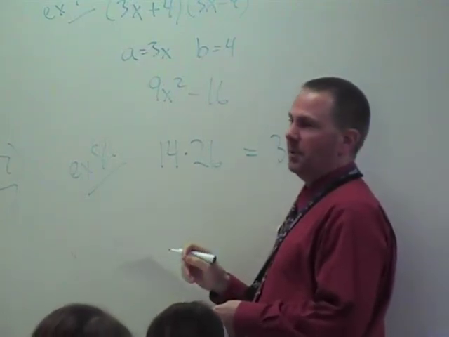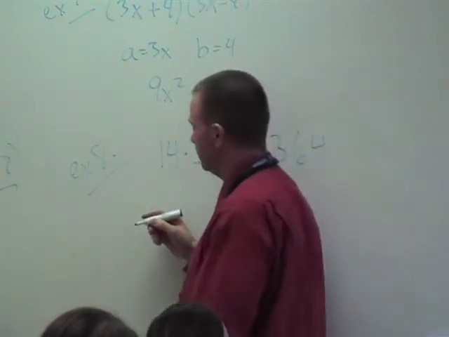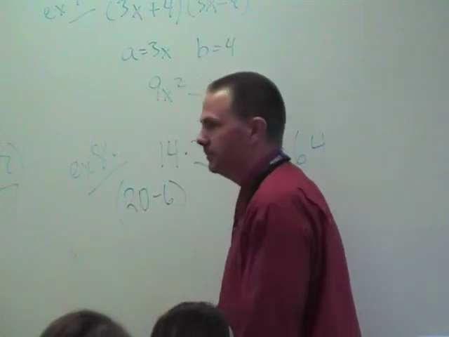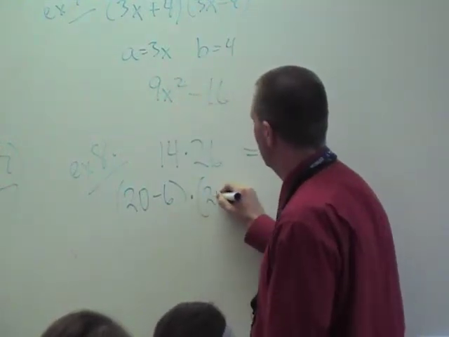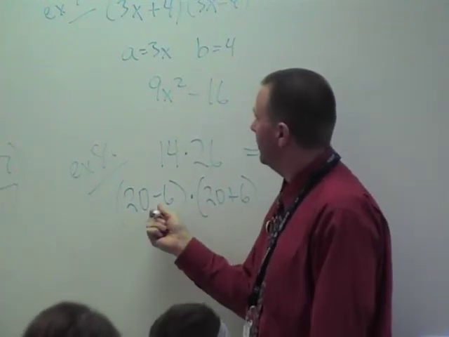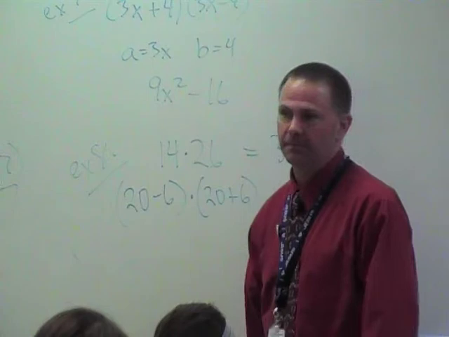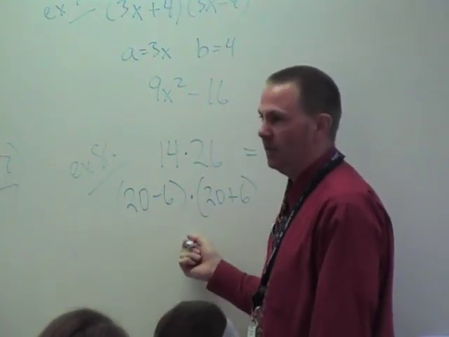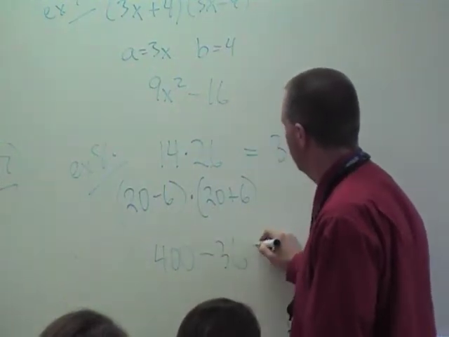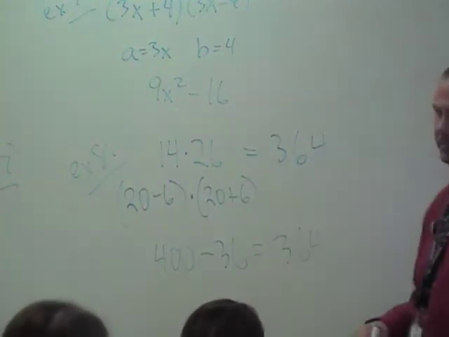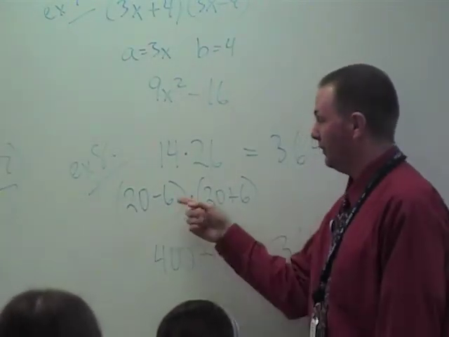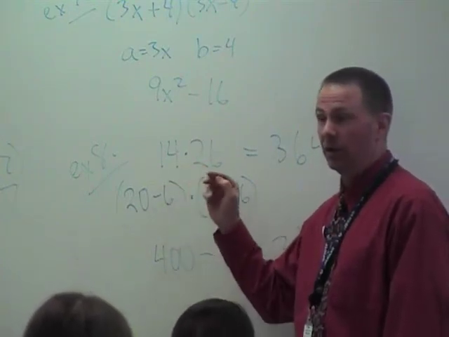Well, this class is about manipulation, so let's manipulate these numbers. How about 20 minus 6? Isn't that 14? And 20 plus 6. Now, doesn't this look a lot like that? A is 20, B is 6, A squared is 400, B squared is 36. Now you have to figure this part out from this.